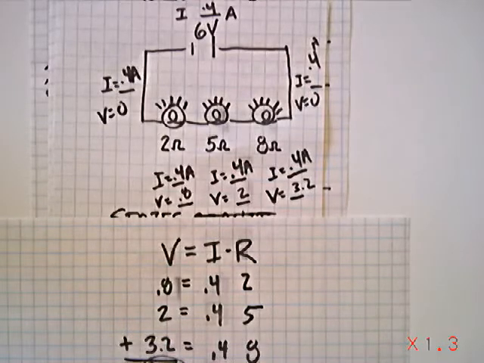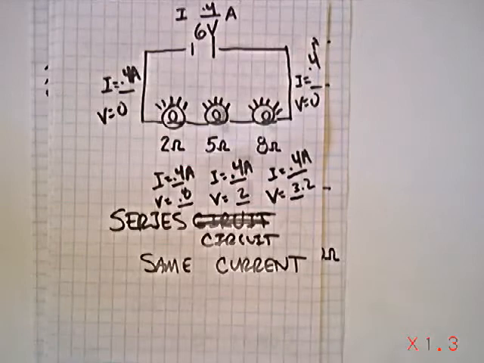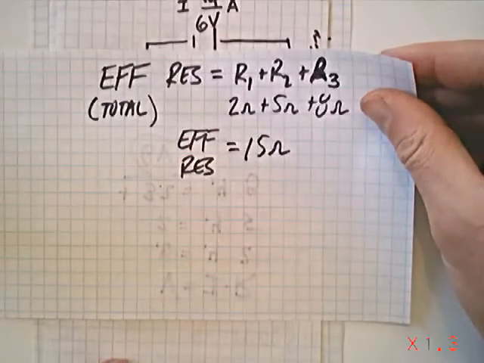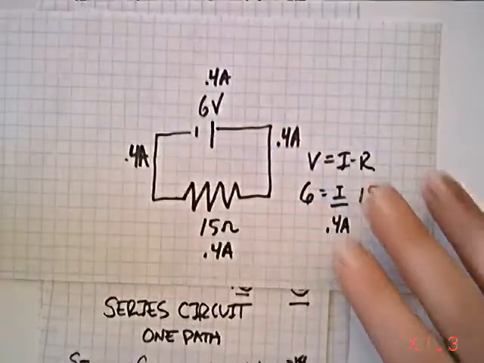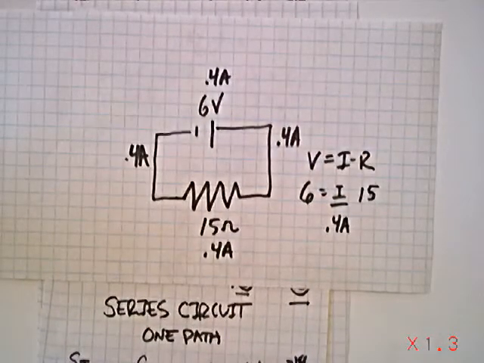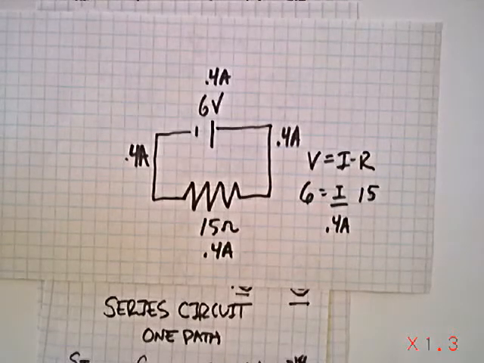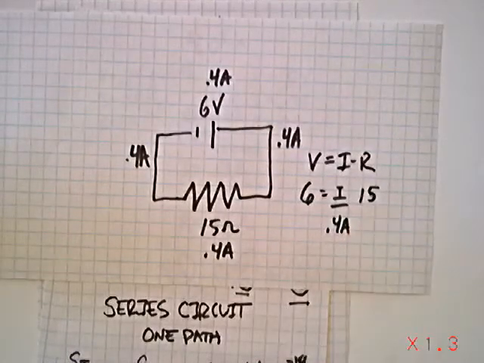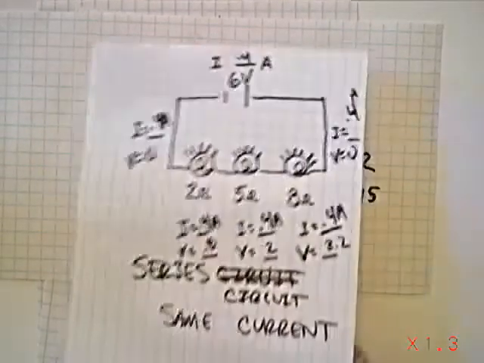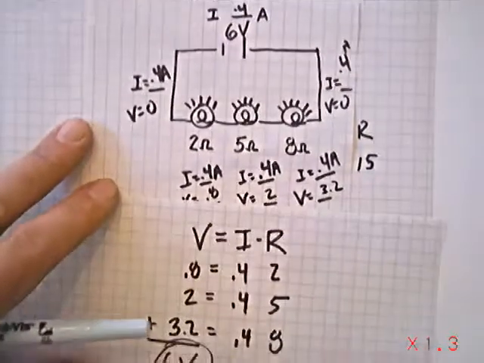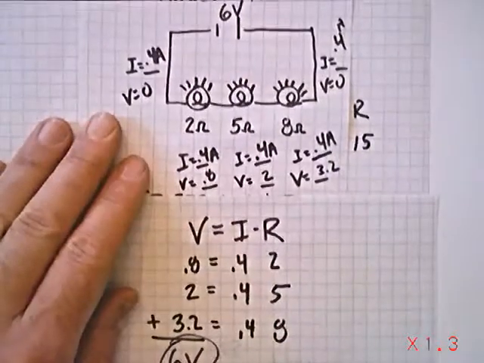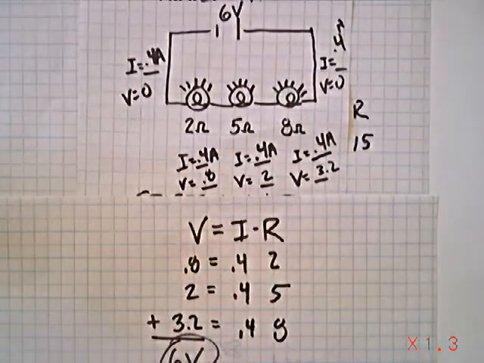So to recap, what we did is we found the effective resistance. We did that by just adding them up. We made a little diagram, and our diagram was a little bit different because we just had, oops, there it is, one resistor of 15 ohms, which was a total of the 2, the 5, and the 8. And then using the effective resistance in Ohm's law, we found the current going through everything. Once we found the current going through everything, we were then able to apply Ohm's law yet again and then solve for the voltage. When we added up the voltages, we got the voltage of the battery. So it makes sense. All right.